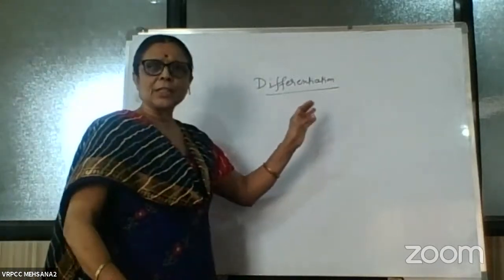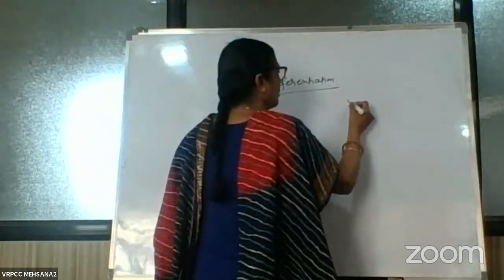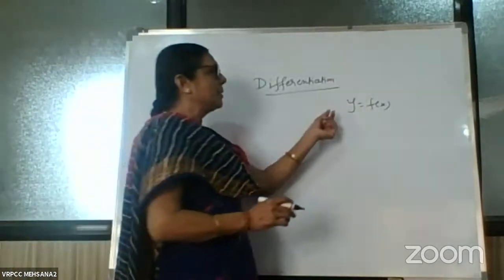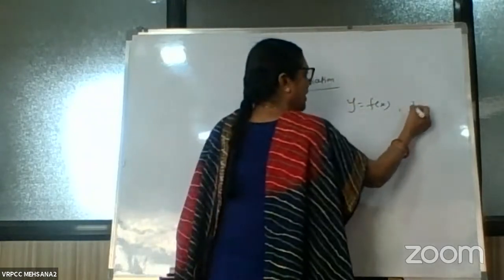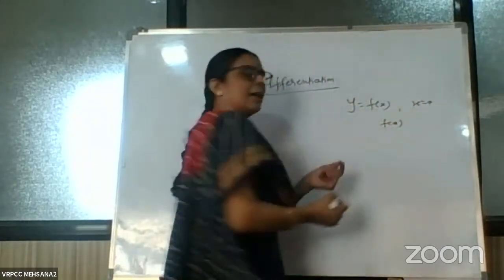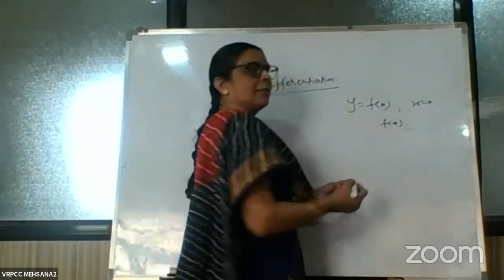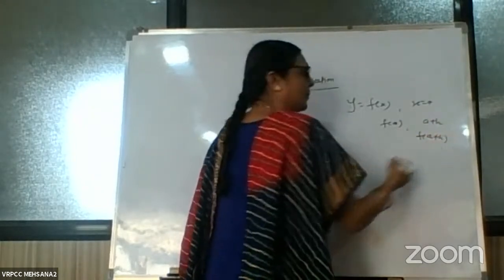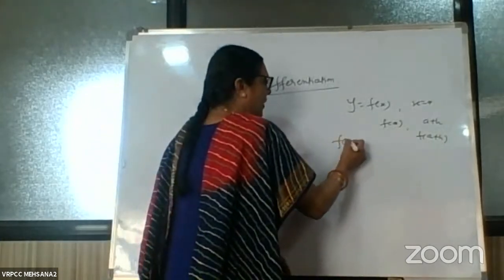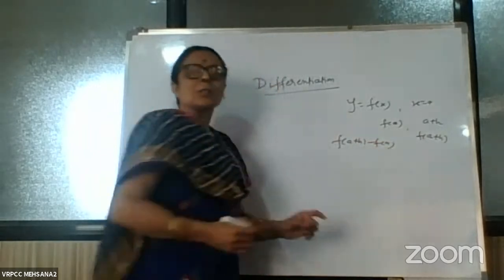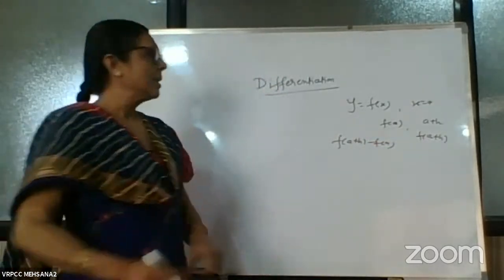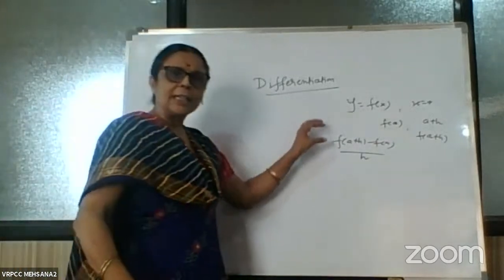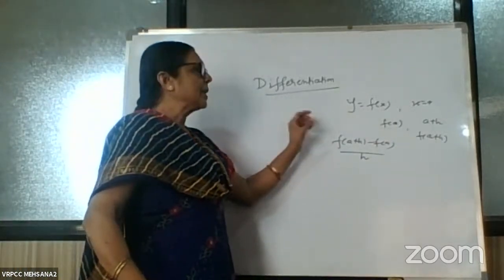Differentiation or derivative. We have given the definition of differentiation. If y is equal to f(x) is a given function of a variable x, at x is equal to a, the function is denoted by f(a). If the value of x is a plus h, then the function is denoted by f(a plus h). f(a plus h) minus f(a) shows the change in the value of the function, and f(a plus h) minus f(a) upon h shows the relative change in the value of the function.